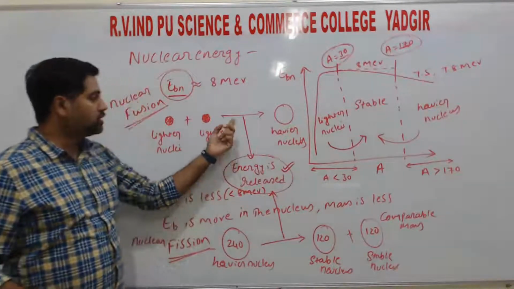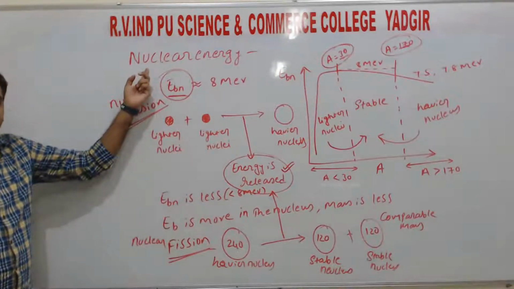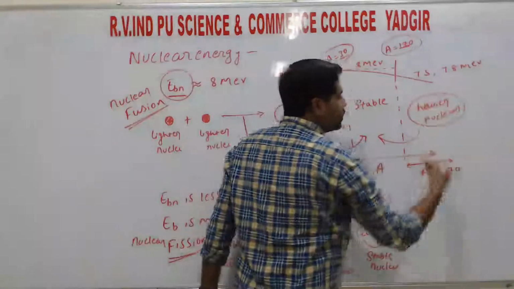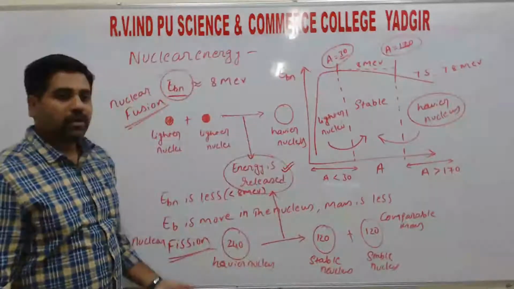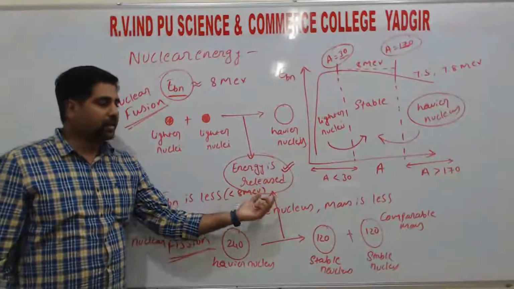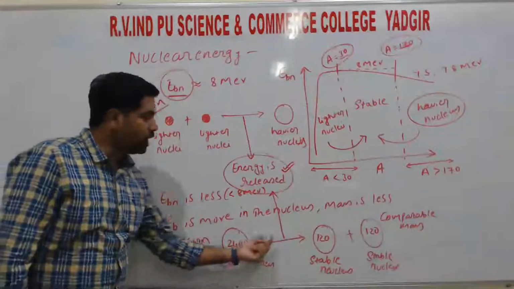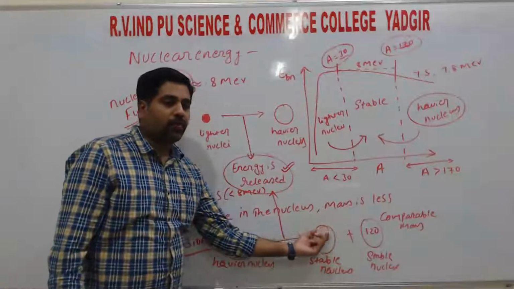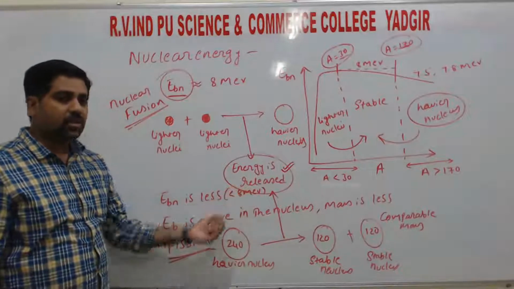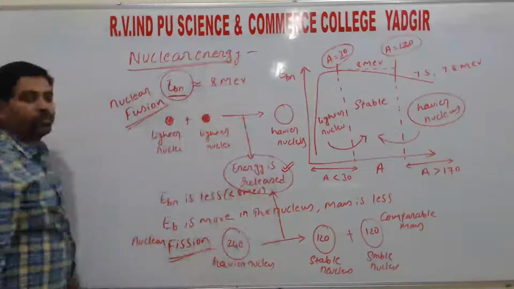So during this process the energy is released, right? That energy we call nuclear energy. Similarly, the heavier nucleus has binding energy comparatively less than 8 mega electron volt. Though here the mass is large, the nucleus is loosely bound, hence it breaks up into two separate nuclei of comparable masses, right? During this process also the energy is released, and that energy we call nuclear energy, right?